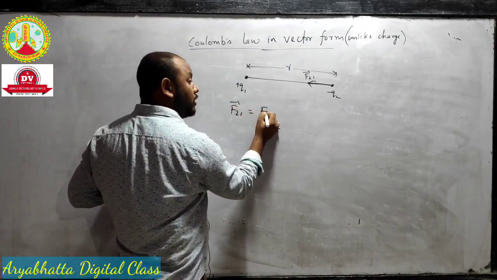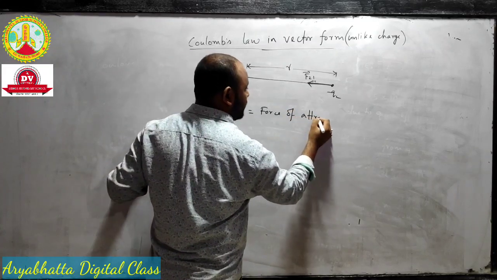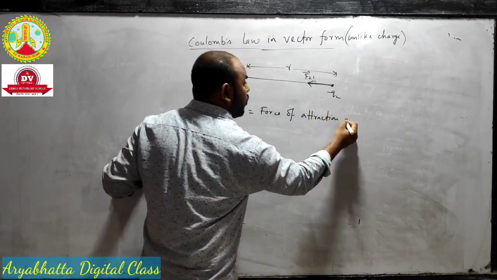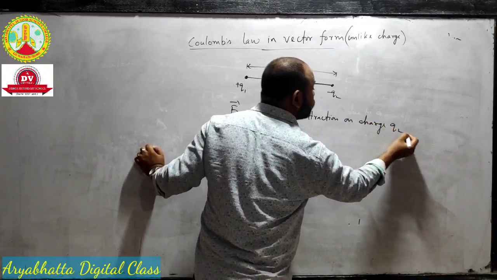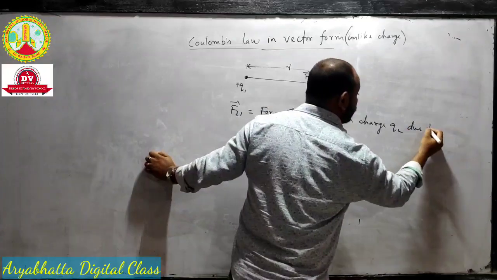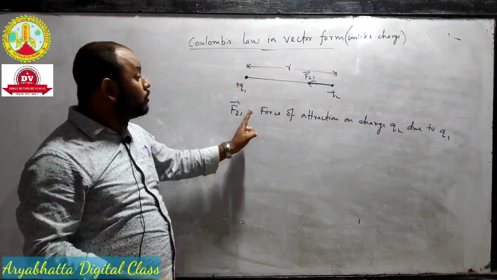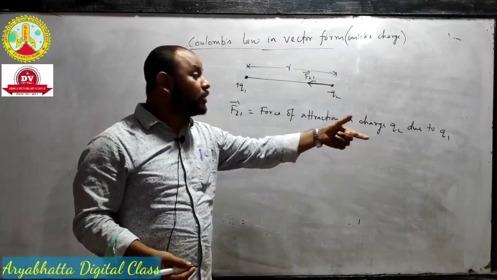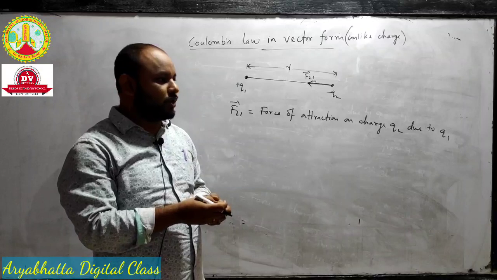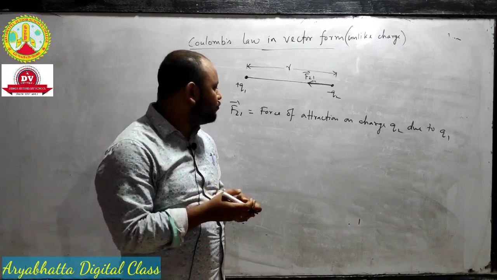F21 means force of attraction on charge Q2 due to Q1. What is this F21? Force of attraction on charge Q2 due to Q1. The Q1 will exert that force, and Q2 will feel that force.